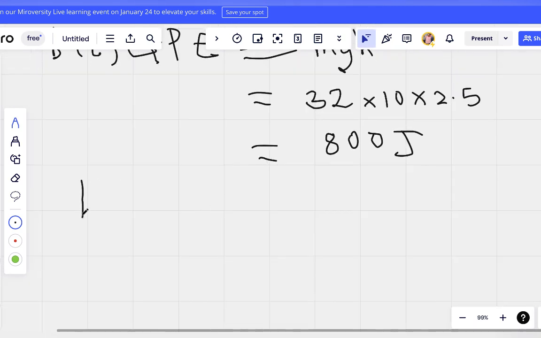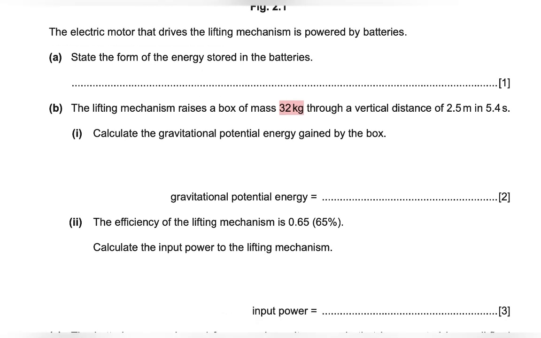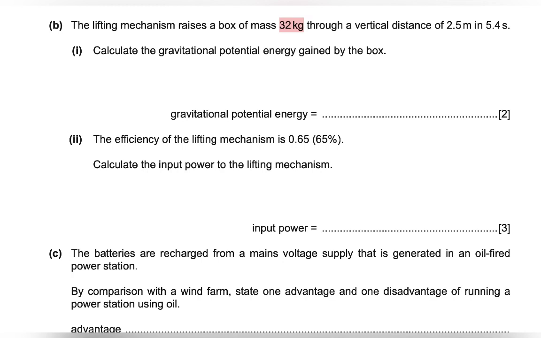Now we found the energy. The next question says we should calculate the gravitational potential energy, which is 2 marks. The efficiency of the lifting mechanism is 0.65, which is 65%. Calculate the input power to the lifting mechanism. Calculate the input power.